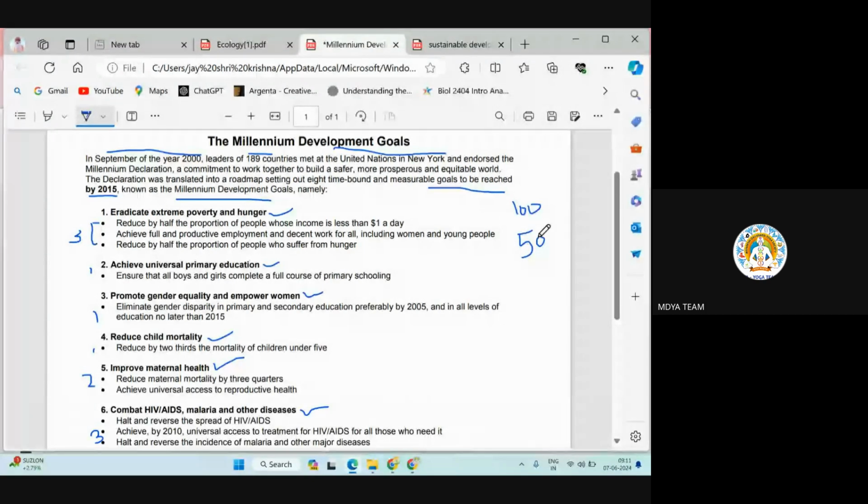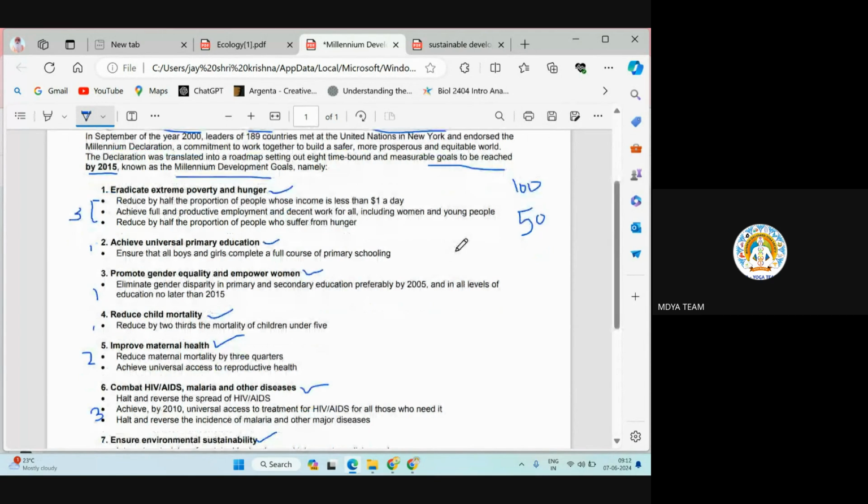I will share the PDF today. Just try to remember all these goals. Just read these goals one by one, and try to write. After revising two or three times, these are very easy to remember.